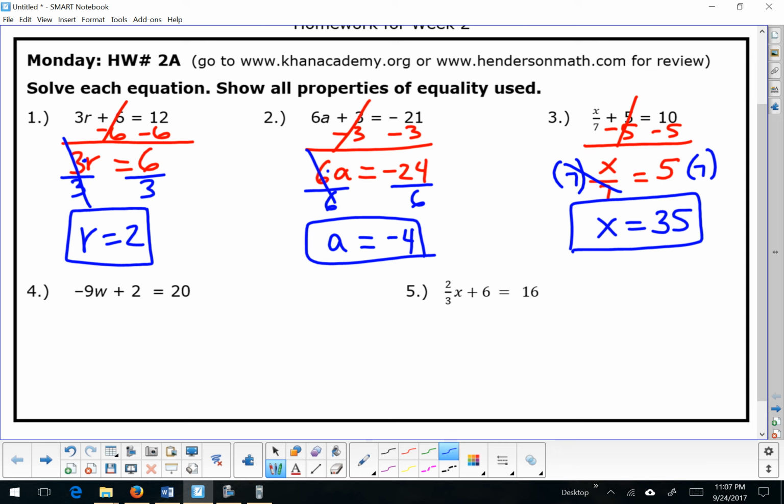Alright, I'm going to quickly go through number 4 here. Rewrite my question. Clear my coefficient. And this time, since the coefficient is negative 9, I'm actually going to divide by a negative 9. Remember, the coefficient stays the same, you just change the operation. W is equal to negative 2.